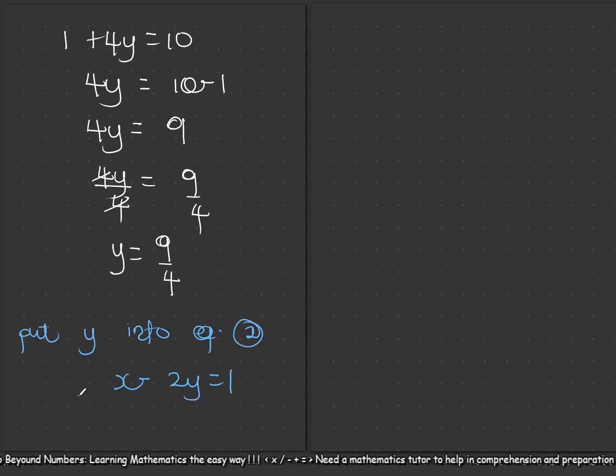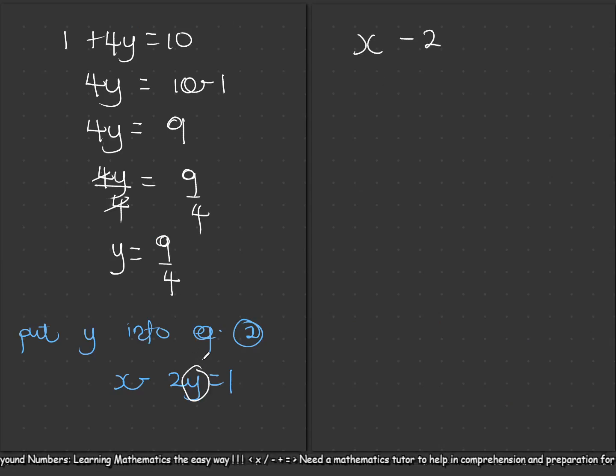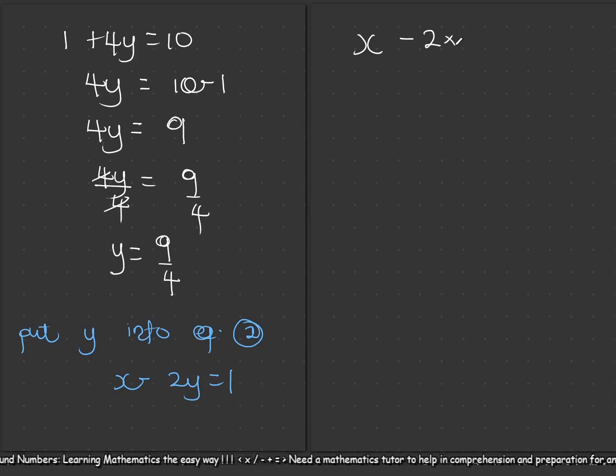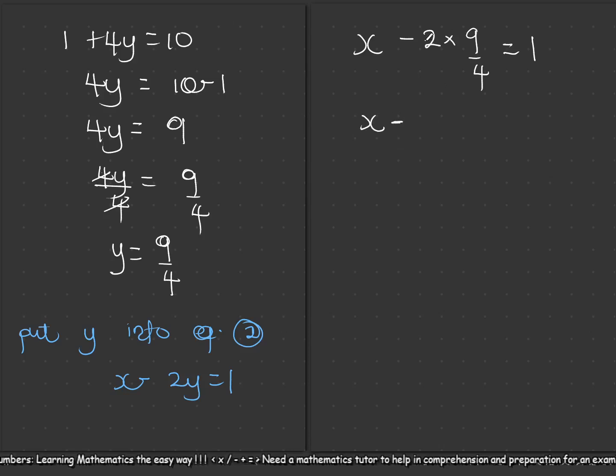Now, doing that substitution, we are going to get x minus 2. So this time around, instead of the y, we are putting 9 over 4 there. So minus 2 times 9 over 4 is equal to 1. And it's a matter of making x the subject. So we have x minus, we know this 2 here, we divide this 4 twice. So we are going to get negative 9 over 2 is equal to 1.